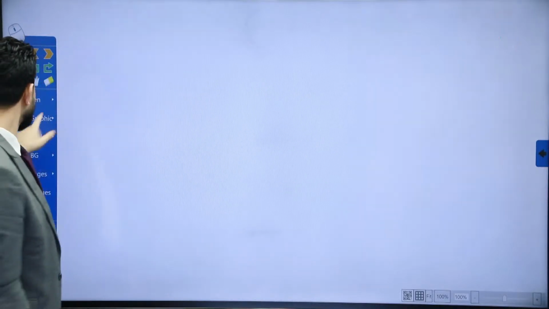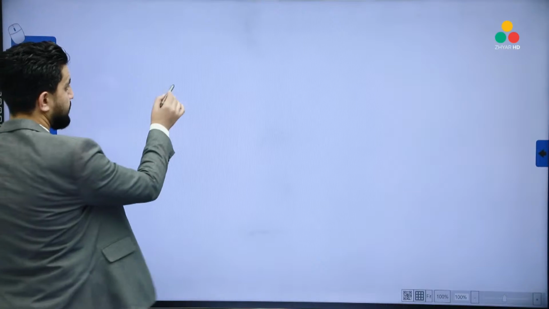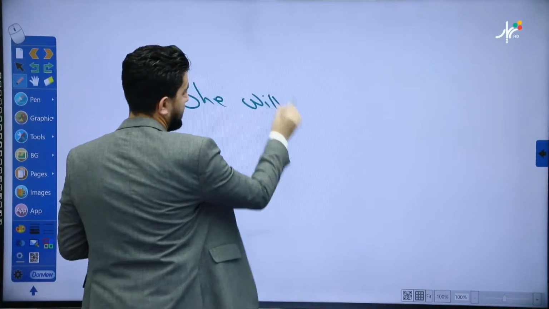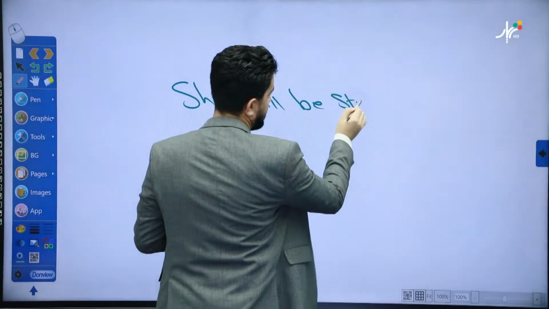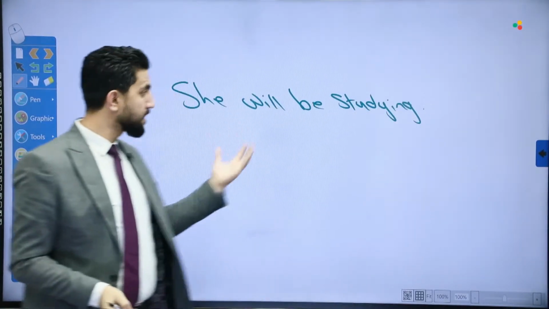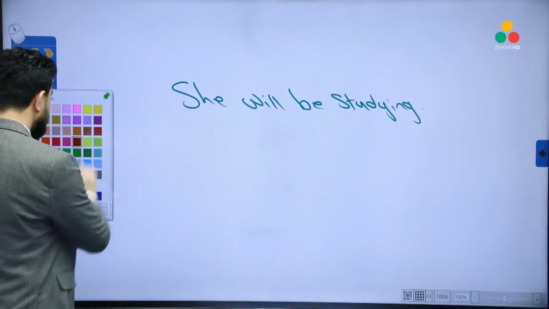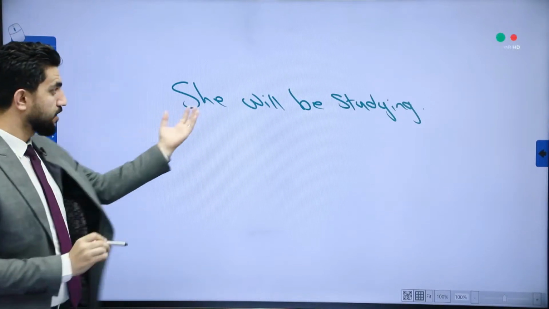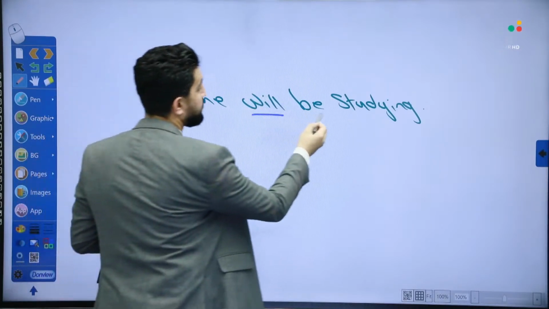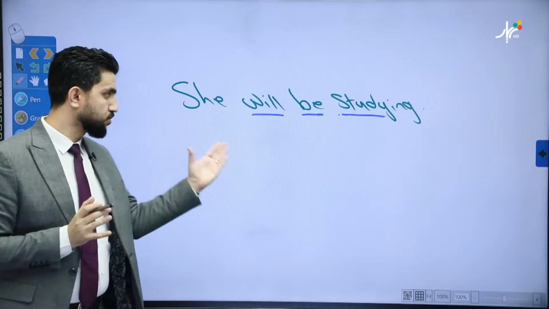Let's write down some examples together so that we know what we mean by future continuous. So for example, she will be studying. Is this correct future continuous? Yes. How do you know it's correct? Take a look here. Since we have will here, then we have be and we have ing. That means it's a correct form of future continuous.